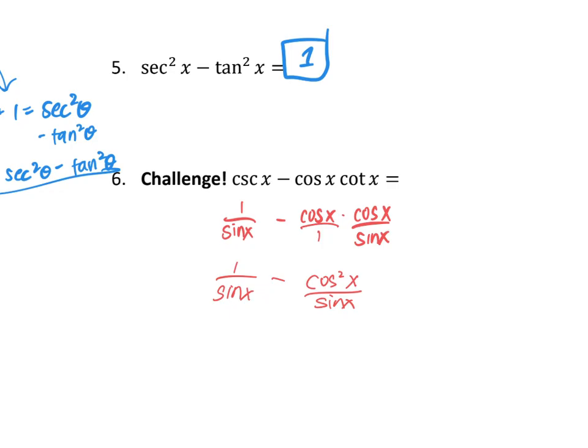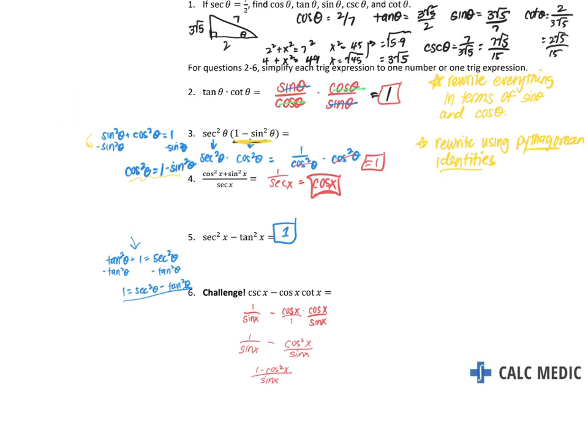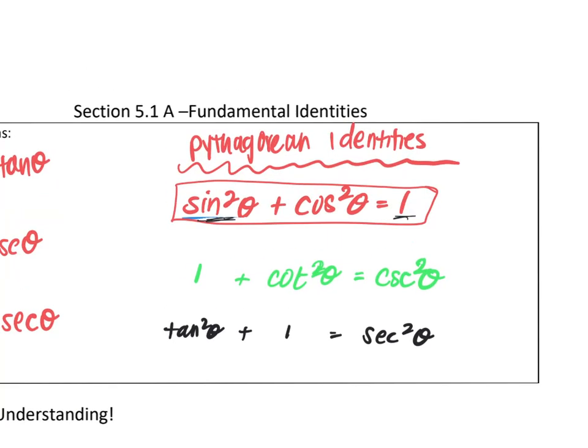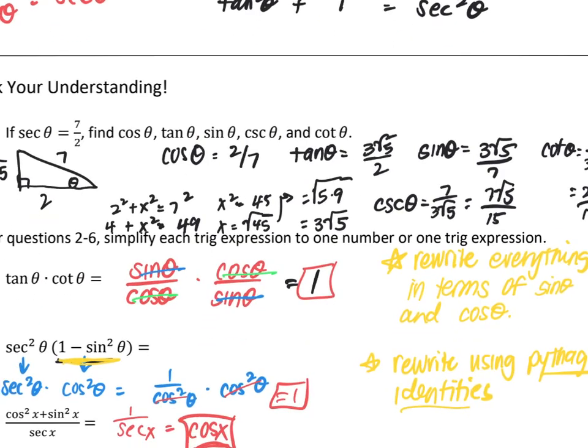But now it looks like I have two fractions, but they have the same denominator. So I can add and subtract fractions of the same denominator. So I'm going to put them together as 1 minus cosine squared over sine x. Okay, and now this numerator is looking very similar to a trig identity. Looks very similar to this first one.